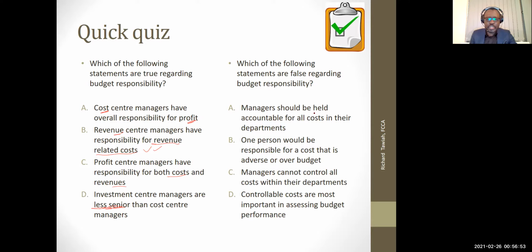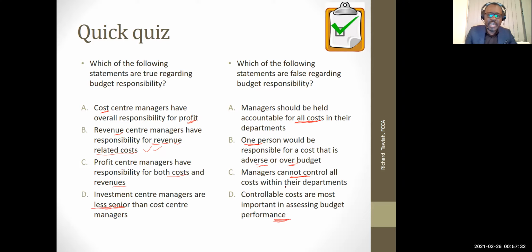So managers should be held accountable for costs in their department, for all costs. All costs, is it true? What about the ones they cannot control? One person would be responsible for a cost that is adverse or over budget. One person, check it well. Managers cannot control all costs within their department. Managers cannot control. Is it true or false? Okay. Controllable costs are most important in assessing budget performance. Okay, quite easy to identify this.